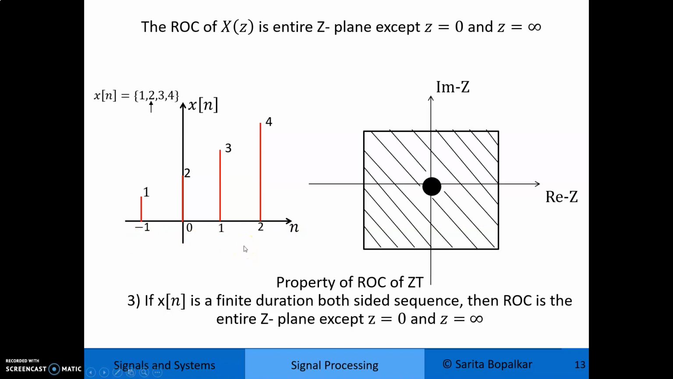So for this type of sequence, ROC is the entire Z plane except Z is equal to 0 and Z is equal to infinite. That means any sequence which has finite duration and is both sided, its ROC is the entire Z plane, all the values of Z except Z is equal to 0 and Z is equal to infinite.